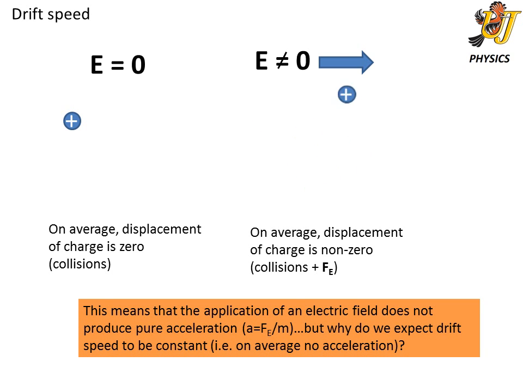In a non-zero electric field, charges scatter but are also under the influence of the electric force due to the electric field in the conductor. Therefore, the application of an electric field in the conductor does not produce pure acceleration, but the motion that results is a combination of acceleration in the field direction and scattering inside the conductor, trying to randomize the motion of charge carriers.